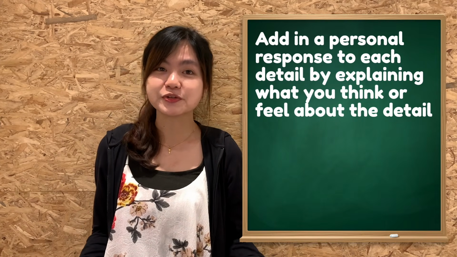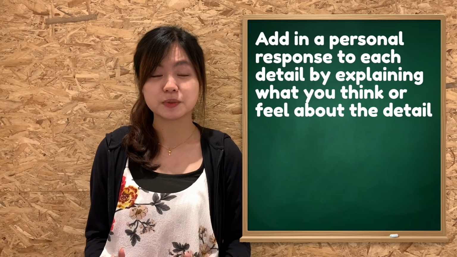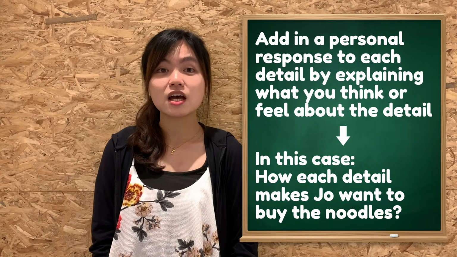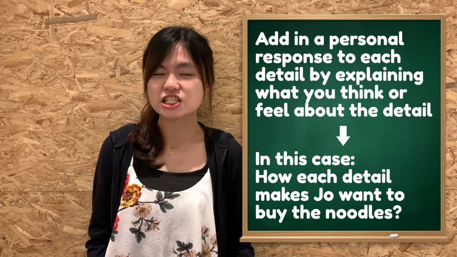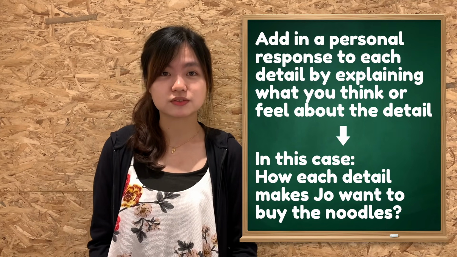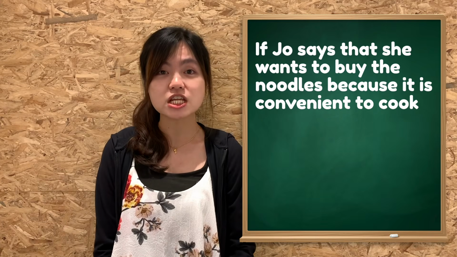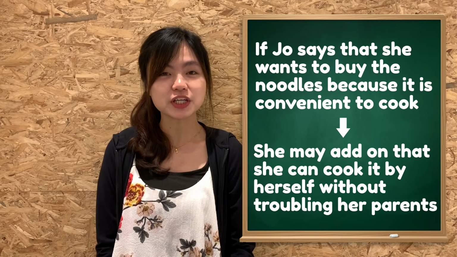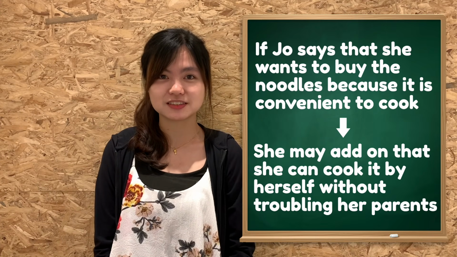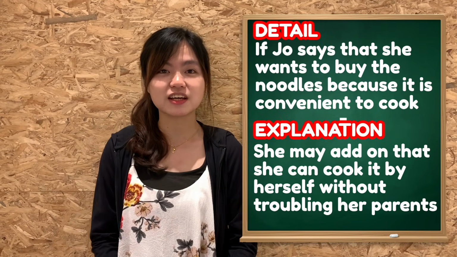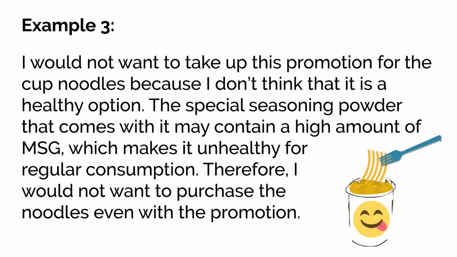Therefore, add in a personal response to each detail by explaining how you feel or what you think about the detail. In this case, how does each detail make Jo want to buy the noodles? If Jo says that she wants to buy the noodles because it is convenient to cook, she may add on that she can cook it by herself without troubling her parents. Can you see how the detail has an explanation added to it now? Let me try it again.